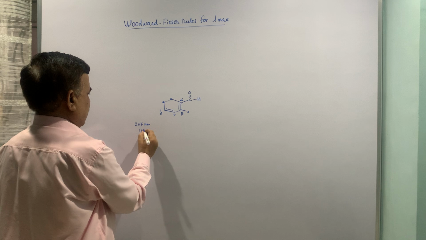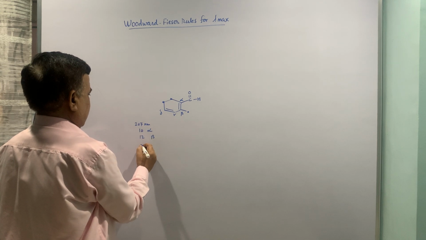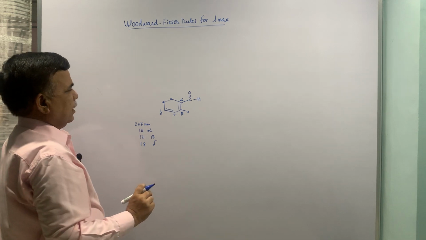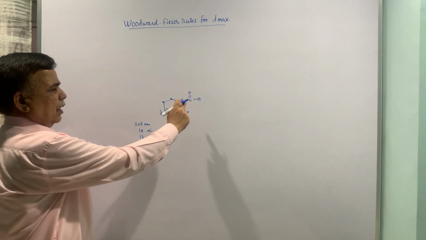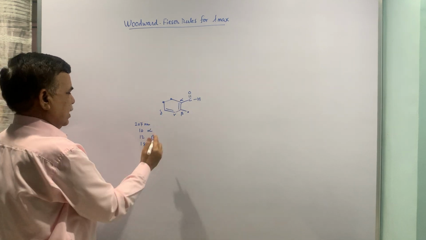So alpha is plus 10, beta is 12, gamma is 18, delta is 18. These are the increments. This is the basic chromophore, the carbonyl and double bond. This is extended conjugation.